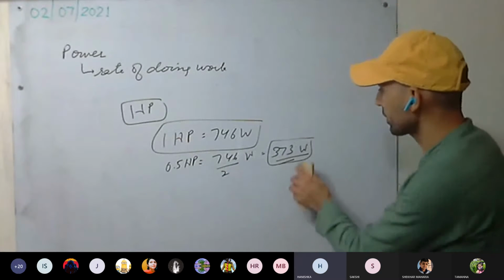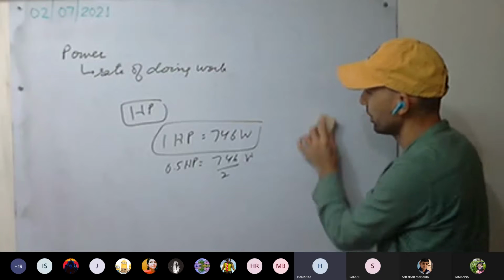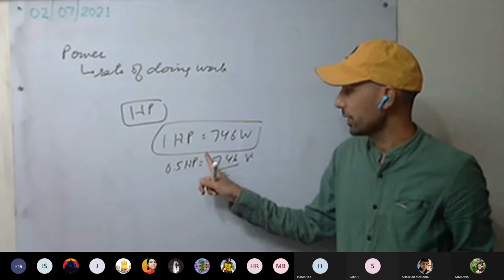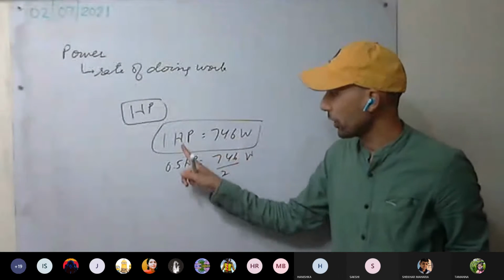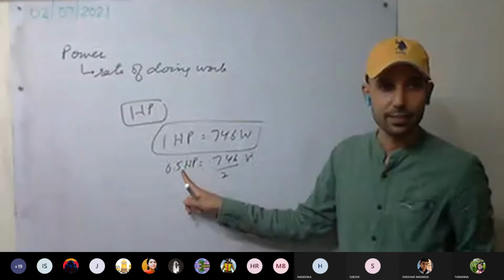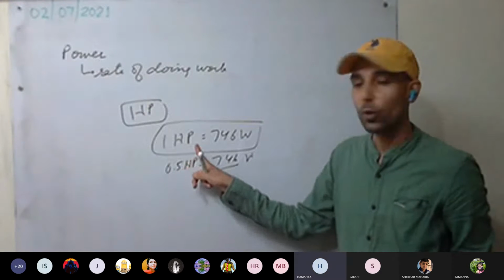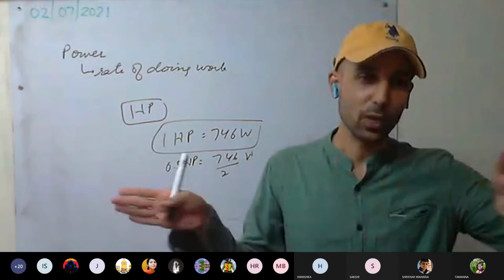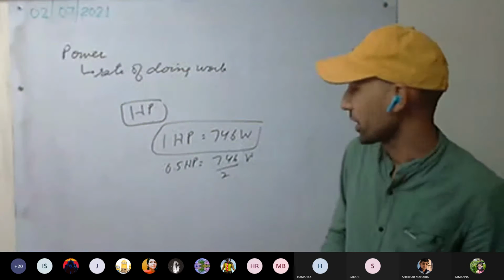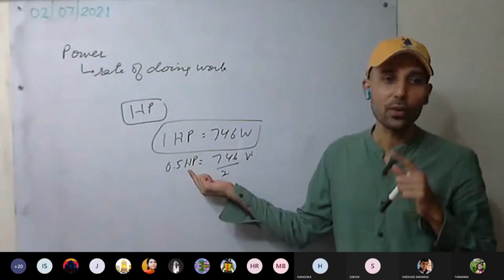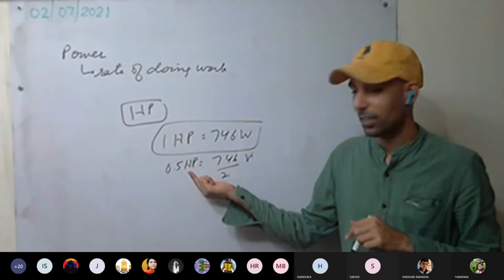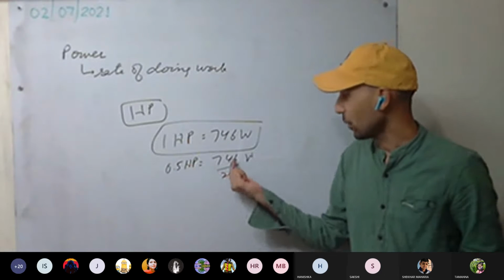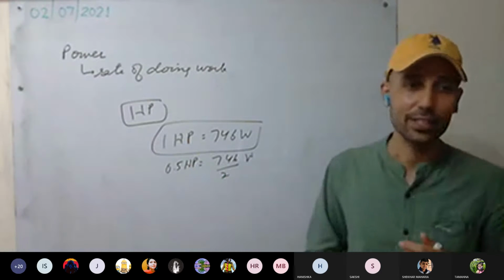Excuse me, sir. Yes. So why are you dividing it by 2? Okay, 1 HP is equal to 746 watt. 0.5 means half of HP. This is 1 horsepower. Now we need only half horsepower. So we'll cut the horse into 2 halves and take only half of the power. If we cut the horse, we won't get any power. 0.5 HP is how much? Half of that one, 373 watt.